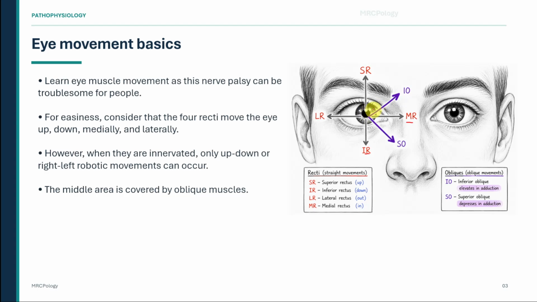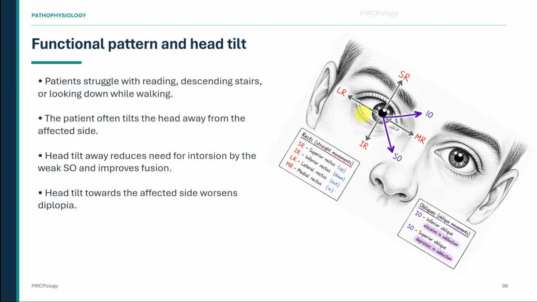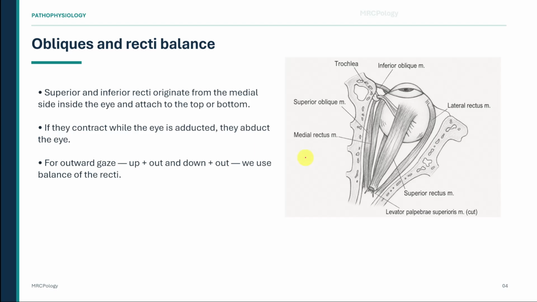Another important clue is head tilt. Patients often tilt the head away from the affected side. This is not random. Head tilt away from the weak superior oblique reduces the need for intorsion and helps the brain fuse the images. Head tilt towards the affected side makes the diplopia worse. MRCP trap. A patient with a chronic head tilt may have a congenital fourth nerve palsy that has decompensated later in life.